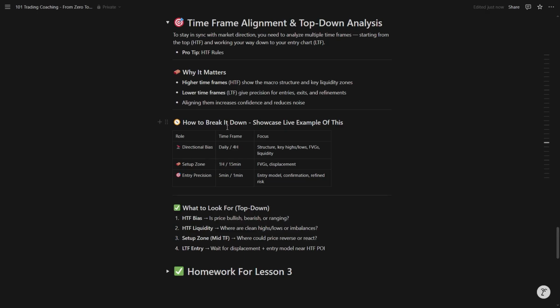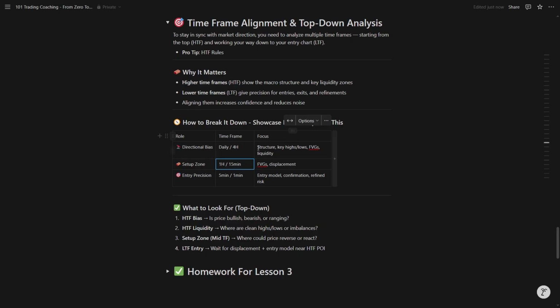So simply, how to break it down, I'm going to show you live examples. I've already shown you. So, directional bias. You go into your high time frame for directional bias. You spot daily and 4 hour key levels or fair value gaps, structure, key highs and lows, fair value gaps, and liquidity. So you start with the daily and 4 hour, for example. Then you move into your 1 hour and 15 minute. You look for similar stuff.